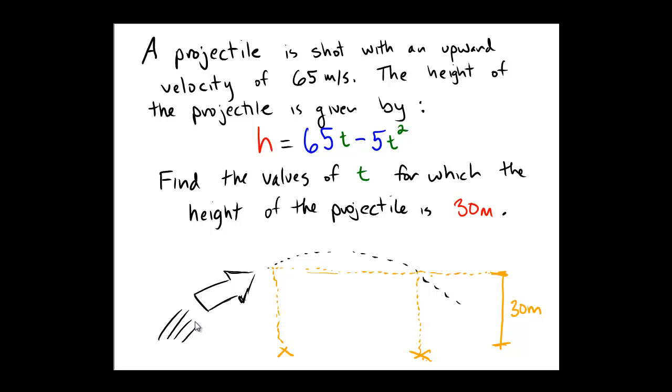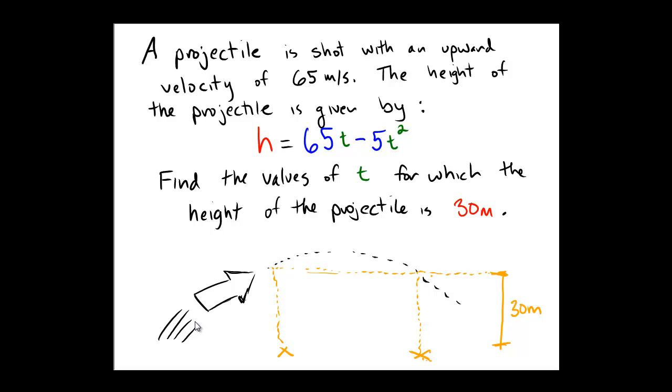Let's suppose that a projectile is shot with an upward velocity of 65 meters per second. The height of the projectile will be given by the following equation: h equals 65t minus 5t squared, and we wish to find the values of t, the values of time, for which the height of the projectile happens to be 30 meters above the ground.